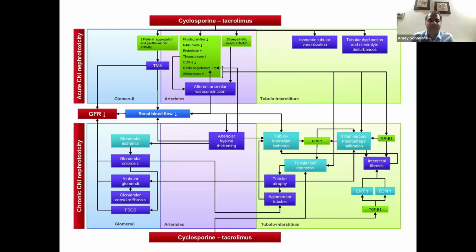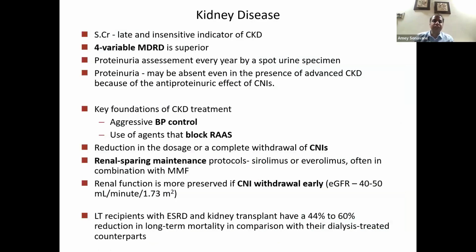So this is a very good diagram that shows the mechanisms of how renal dysfunction happens post-transplant. In the acute phase, you can see thrombotic microangiopathy as well as afferent arteriolar vasoconstriction are the two major reasons why there is acute CNI nephrotoxicity. And in the long run, these CNIs affect all levels of the kidney, be it the glomeruli, the tubulointerstitium, or the later part of the renal tubule, and all this eventually predisposes a patient to develop chronic kidney disease post-transplantation.